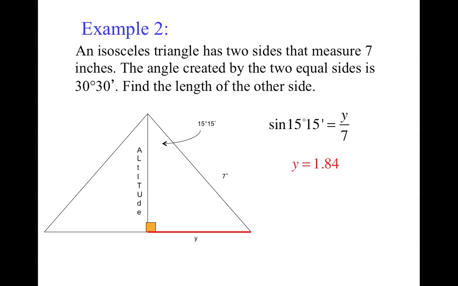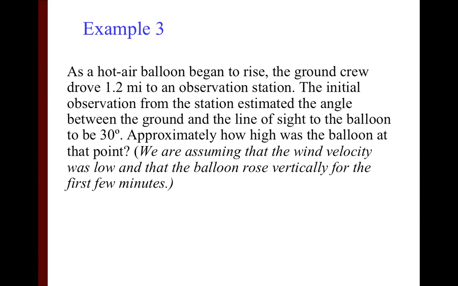Remember, y is only the bottom of the right triangle. We were asked to solve for the entire base of the isosceles triangle. So we need to do a quick calculation, multiply that number by 2, and we find the base is 3.68. Don't forget your units. 3.68 should include the word inches.